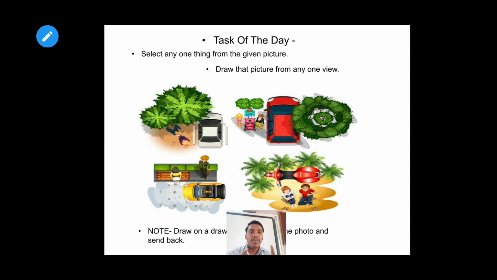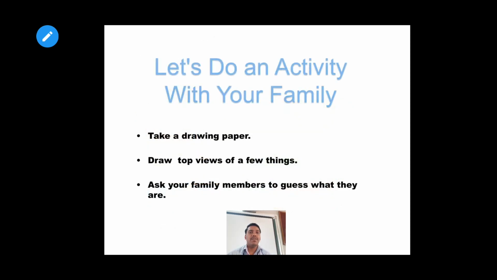And one more task is there which you have to play with your family members. Okay, let's have it. This activity you have to do with your family. What you have to do, you have to take a drawing paper first. You draw lots of top views on it, and ask your family members to guess what they are, which things' top views you have drawn. Okay, and tell me in the comment box whether your family members have guessed it properly, they have recognized it properly or not.